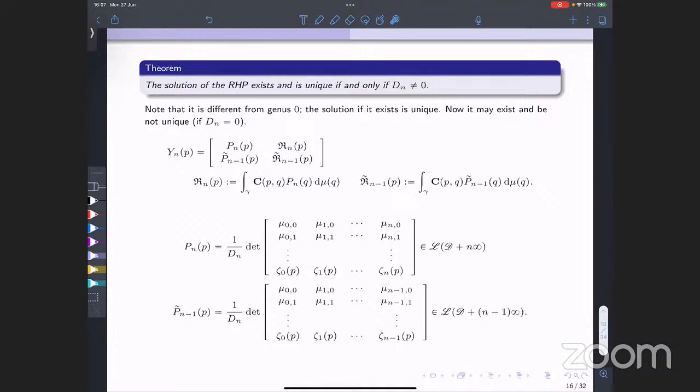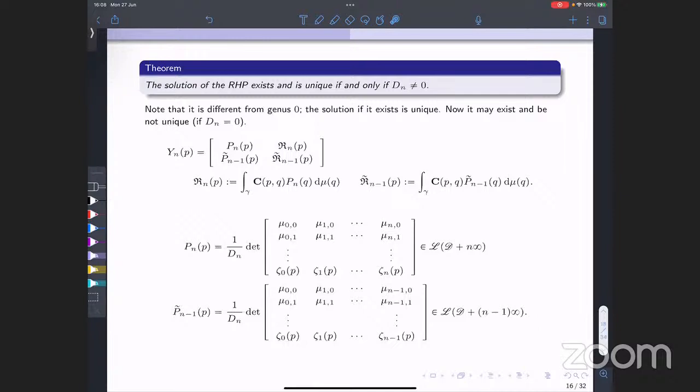In genus zero, if the solution of the Riemann problem exists, it is unique, right? Because there is a Fredholm alternative, the problem being of index zero. Okay, if the solution exists, it is unique. But if it is not unique, it does not exist, right?